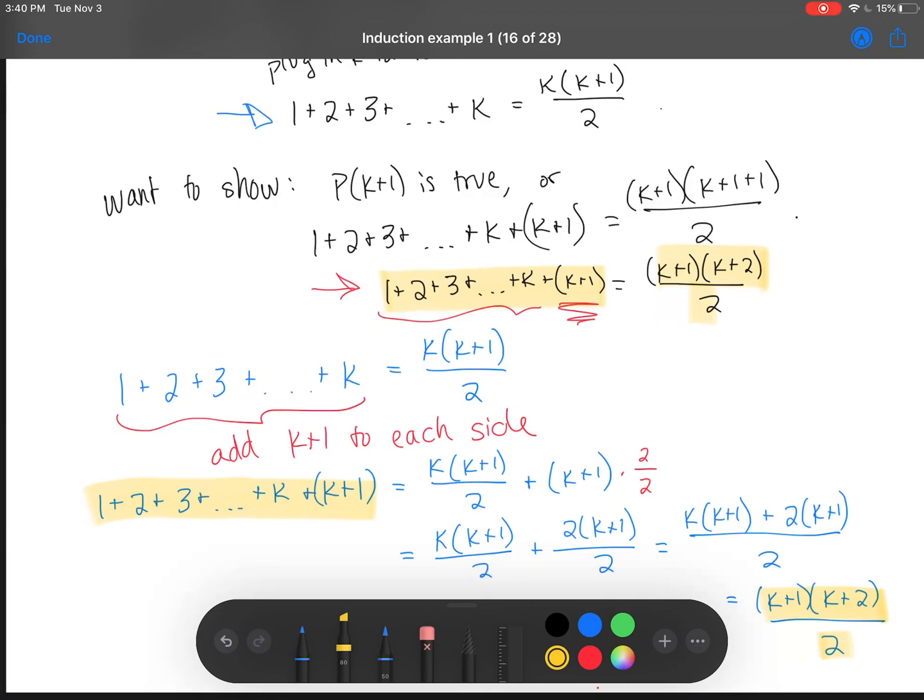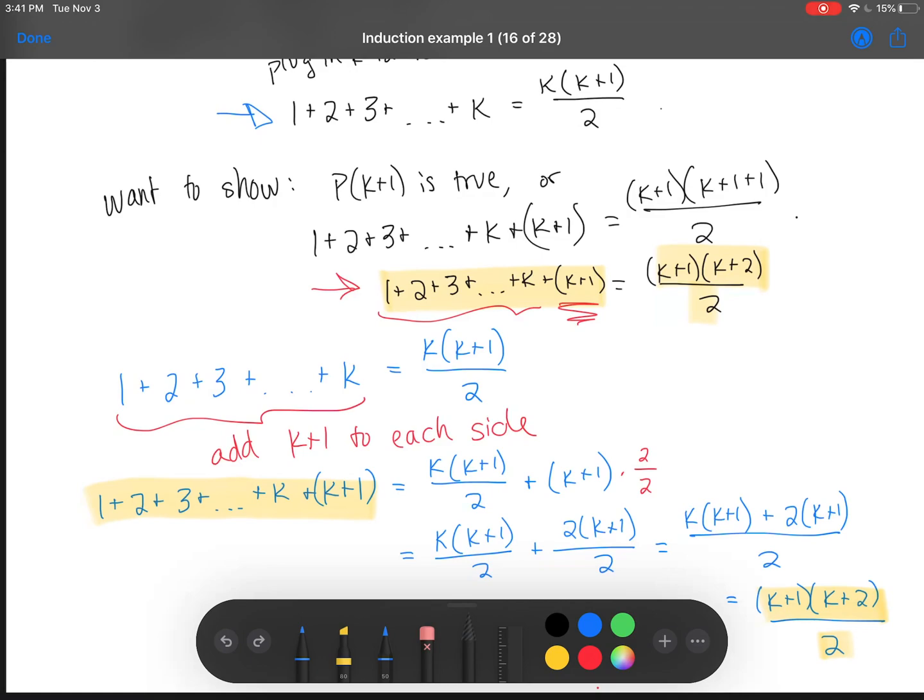So by adding the k plus 1 to each side and then simplifying, we're able to show that assuming that P of k is true, which was this part up here, then we showed that P of k plus 1 is also true, and that's our inductive step.